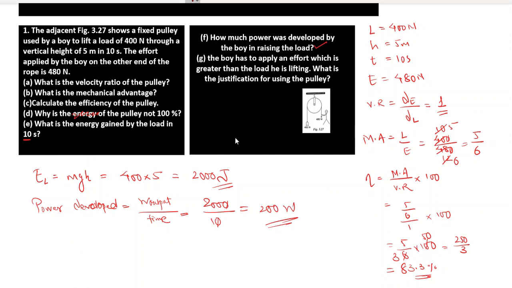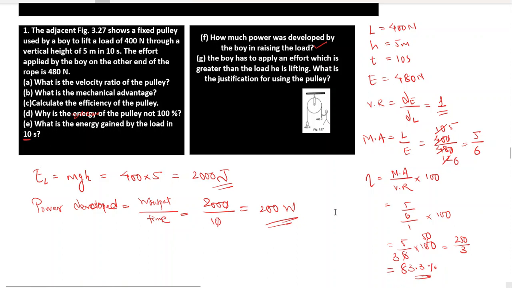What is the justification for using the pulley? See, a single fixed pulley specifically is used for changing the direction of effort to a convenient direction. So the boy can lift this load directly also, but here he is applying maybe more effort than the load, but he is applying this effort in the convenient direction, that is downward direction. So that is why he is using the pulley. That is the justification for using the pulley.